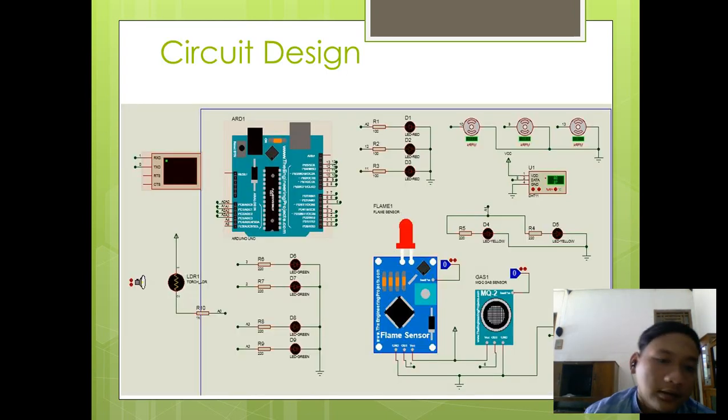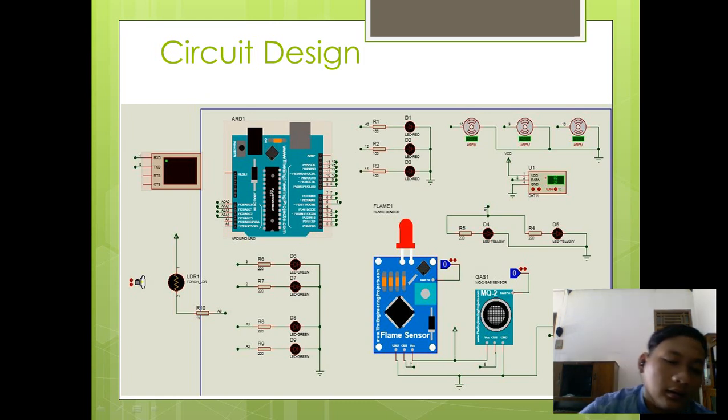Then the circuit design, it will be like this. This is actually not the final design. The final design is in the demo video. The three LEDs are connected to pins A2, 12, and 11. Then there are three fans here. The first fan is used as an air purifier, and the third fan is used as a normal fan. Then there is an LDR here.